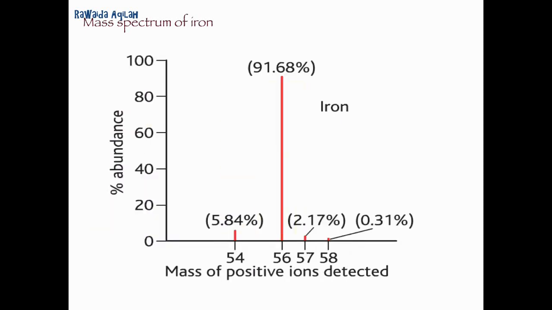Another example of a mass spectrum is the mass spectrum of iron. So from here we can see that iron has 4 isotopes at 54, 56, 57, and 58 M/Z ratio. The most abundant isotope is iron 56, followed by iron 54, iron 57, and iron 58.